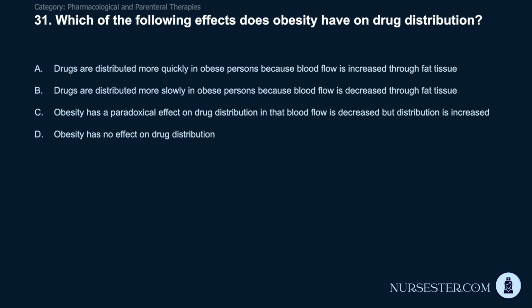31. Which of the following effects does obesity have on drug distribution? A. Drugs are distributed more quickly in obese persons because blood flow is increased through fat tissue. B.